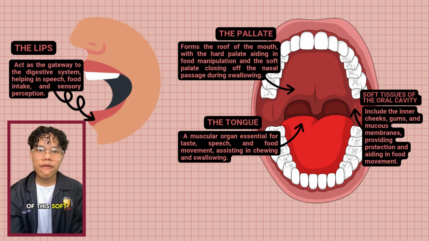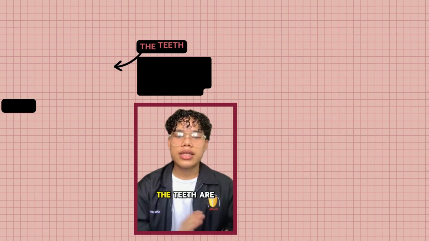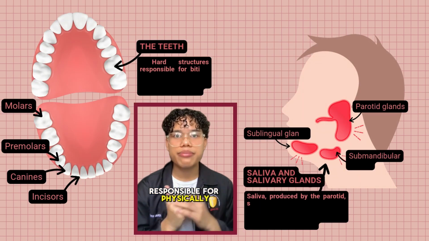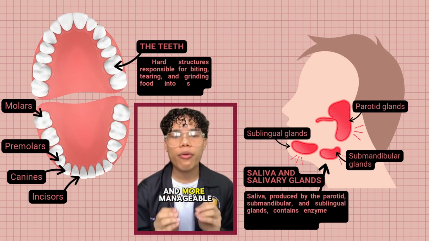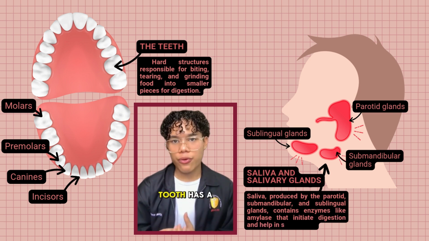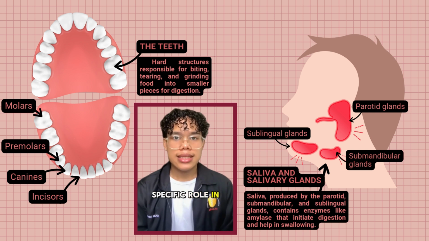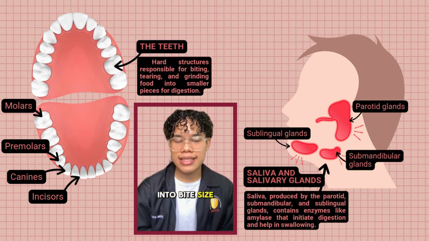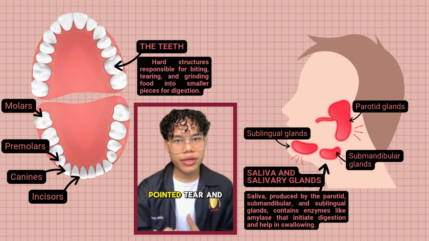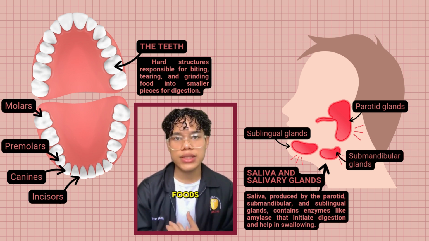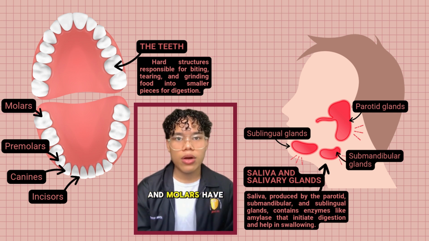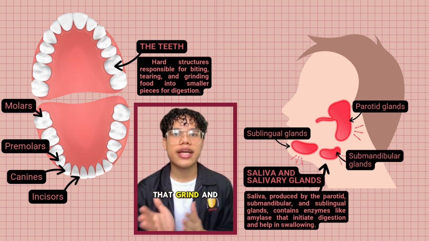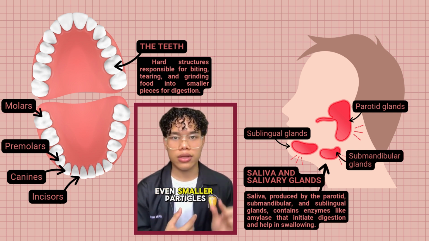With the help of this soft tissue, food is prepared for breakdown, but the real work of mechanical digestion is done by the teeth. The teeth are responsible for physically breaking food into smaller and more manageable pieces. Each type of tooth has a specific role. Incisors at the front are sharp and designed to cut food into bite-sized pieces. Canines, which are pointed, tear and grip tougher foods like meat. Premolars and molars have a broader surface that grinds and crushes food into even smaller particles.